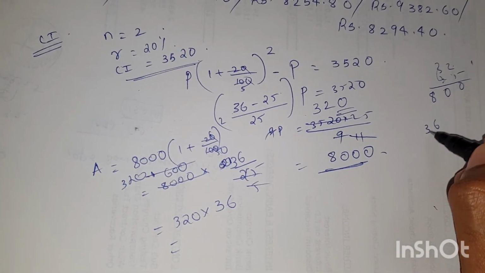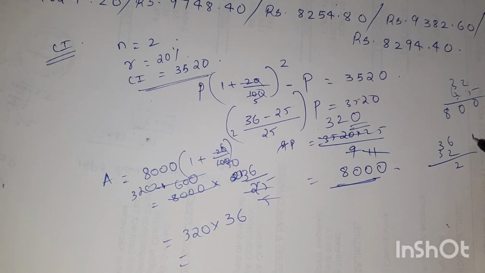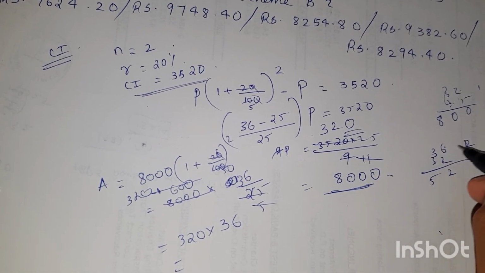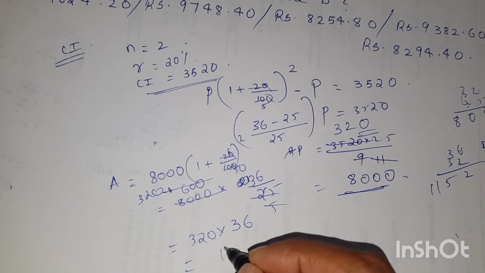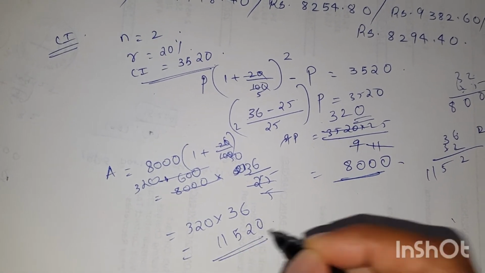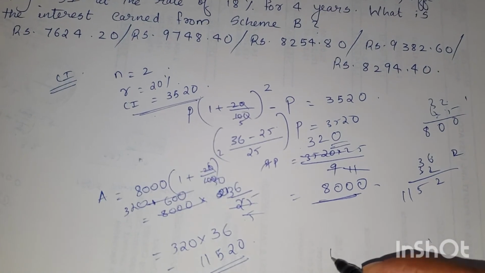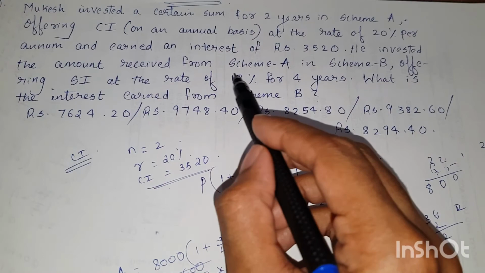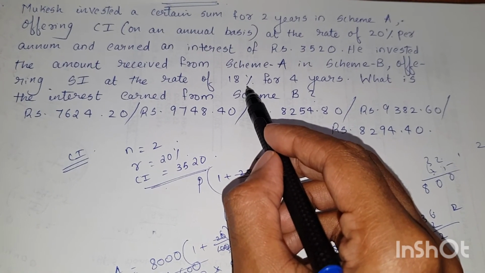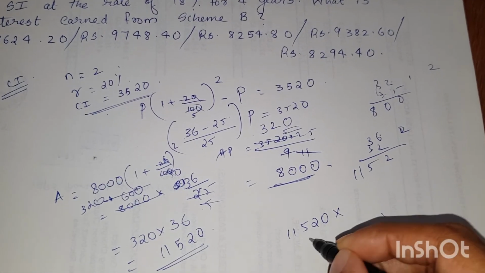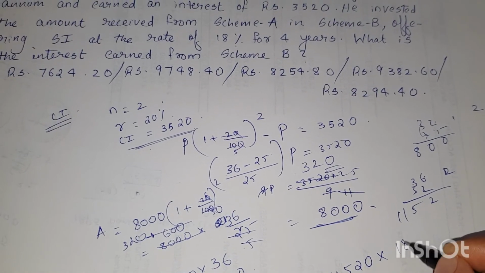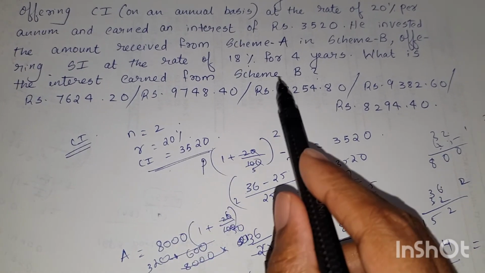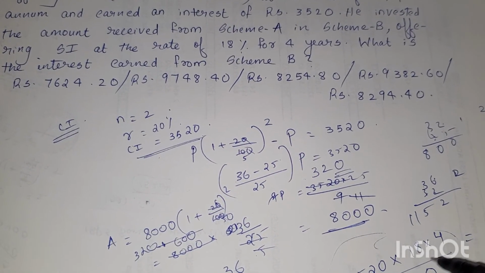How much is it? 36 into 32. Using two-digit multiplication, we get 1152. So 11,520 is the amount we got. And this amount 11,520 is invested in scheme B, offering simple interest at the rate of 18% for 4 years. That means this is the principal, and the rate of interest is 18 into time 4 by 100. And the question is, what is the interest earned from scheme B? That is, we have to find the simple interest.